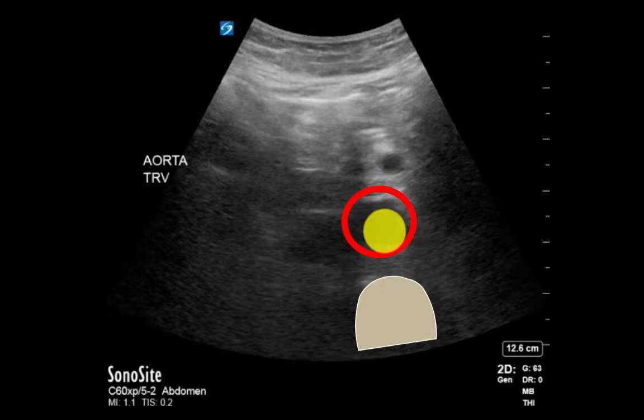So when we teach our residents how to intubate, the first step we tell them is find the epiglottis. So epiglottoscopy first. Abdominal aortic ultrasound is find the spine first and find the aorta after you find the spine.